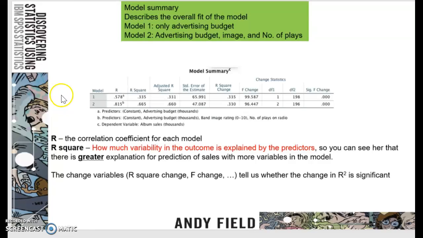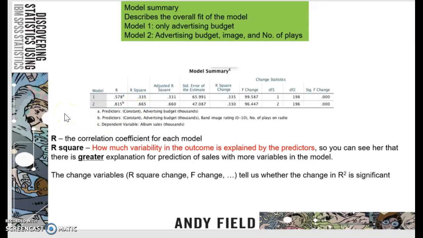Notice here you've got, again, two models. The first one is just advertising budget, and the second one is advertising budget, band image, and number of plays on the radio. If you had a third model, it would be 3, and it would tell you which variables are included. The things to look for is your R value, which is your correlation coefficient of 0.578 for the first model, only including advertising budget, and then for your second model, you've got a correlation coefficient of 0.815. And then your R squared value, 0.33 and 0.66.